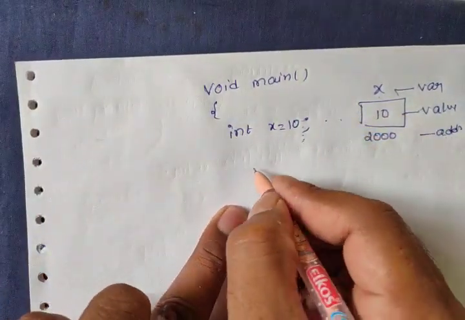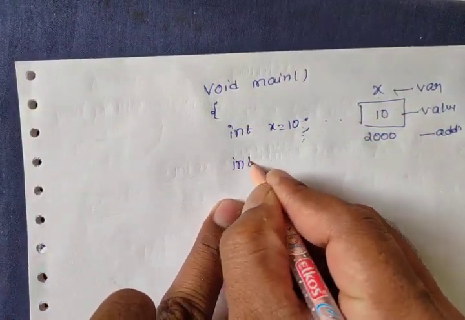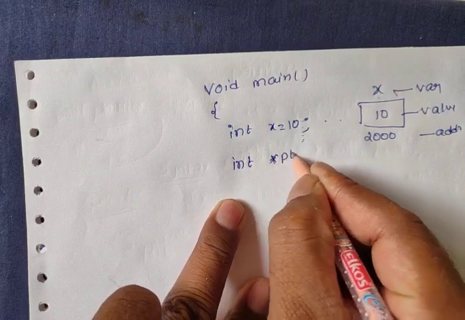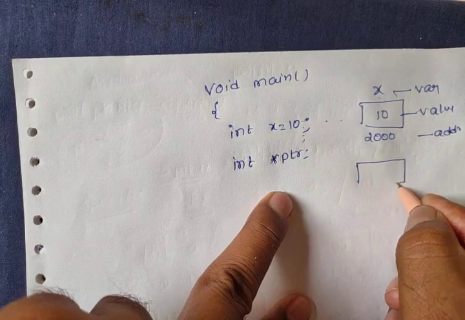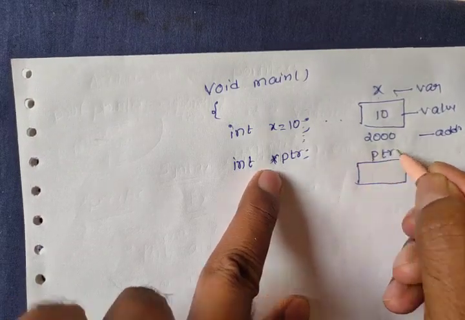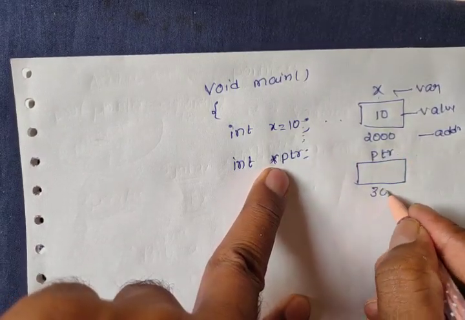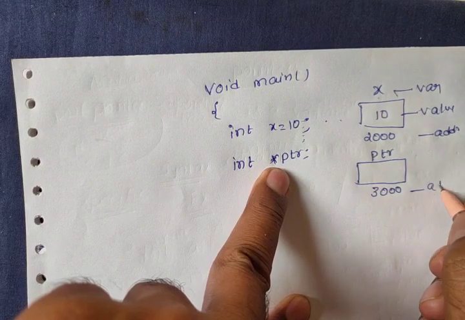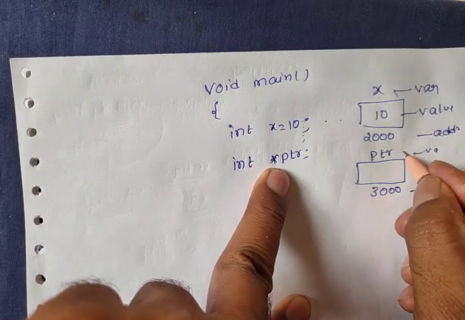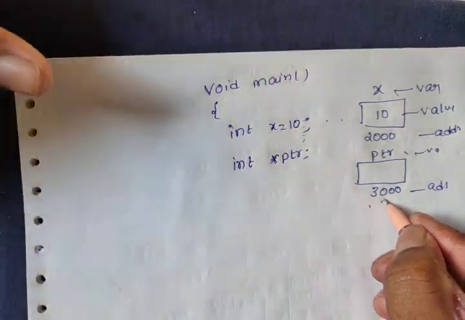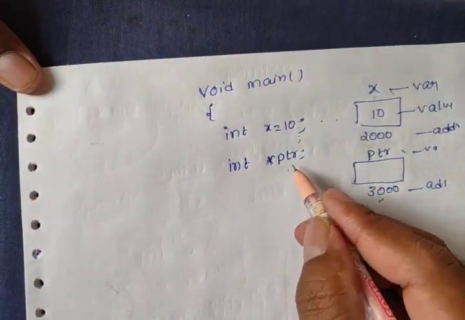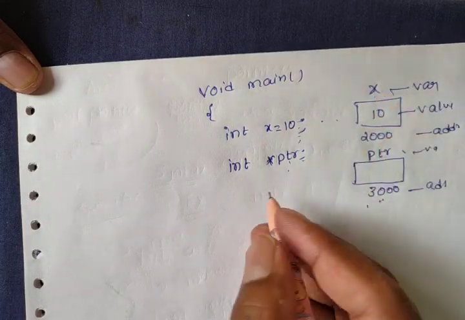Now I will take one pointer, that is int *ptr. Here also some memory will be allocated. That means ptr is one more variable, and 3000 is its address. It is another variable which will contain an address. So what is a pointer? A pointer is a variable which contains the address of another variable.